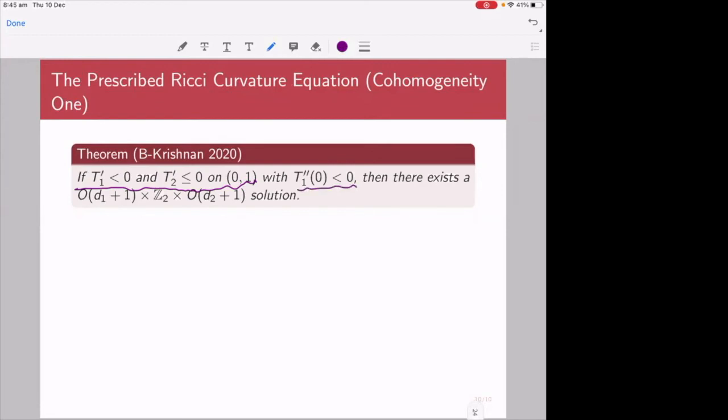In the case that T2 is constant, these conditions are a bit weaker than Hamilton's, but they do the same job. So if we insist that T1 and T2 have this monotonicity property, and we also insist that the sectional curvature associated to T1 is strictly negative at the equator, then you would in fact be able to produce a solution with the same symmetries as the original tensor T.